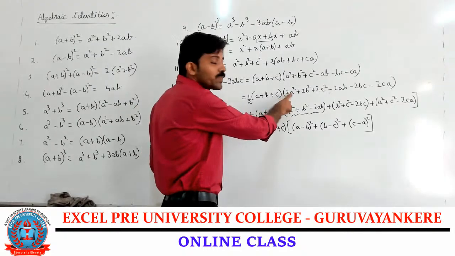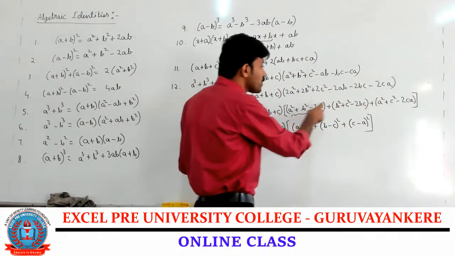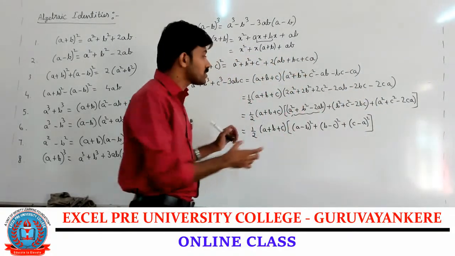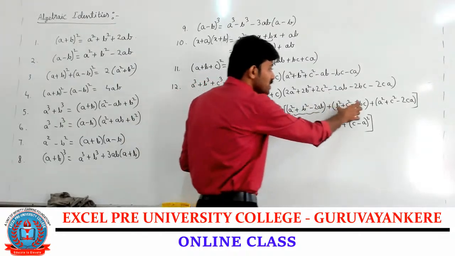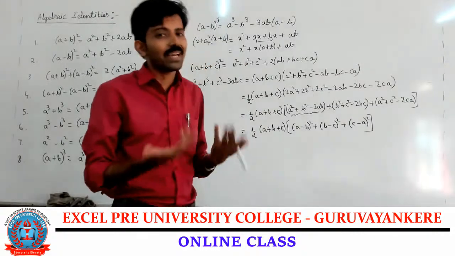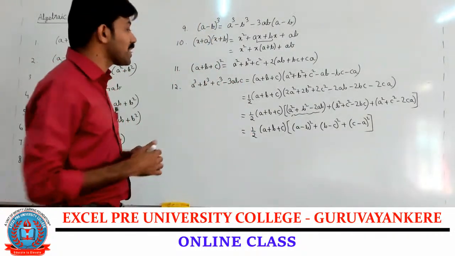So 2a square is split as a square plus a square. 2b square is b square plus b square. 2c square is c square plus c square, right? So this is a minus b whole square. This bracket is b minus c whole square, and this bracket is c minus a whole square, or a minus c whole square, both one and the same. A minus c whole square is same as c minus a whole square.